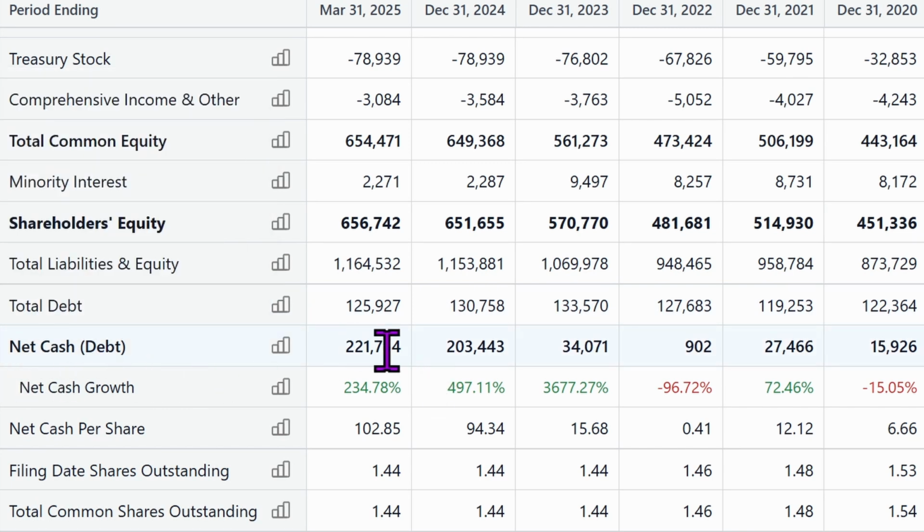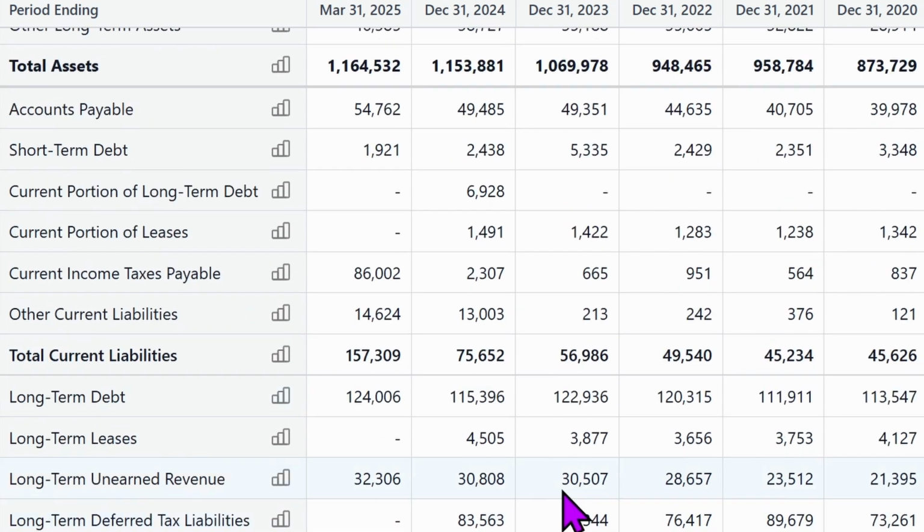Now, in a perfect world, you do want to see this number be positive, meaning they have enough cash on hand to pay off all of their loans, all of the debts on their books. So in the case and example of Berkshire Hathaway, they have about $1.9 billion of short-term debt, and long-term debt is $124 billion.